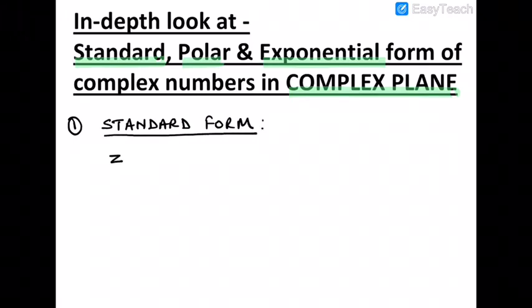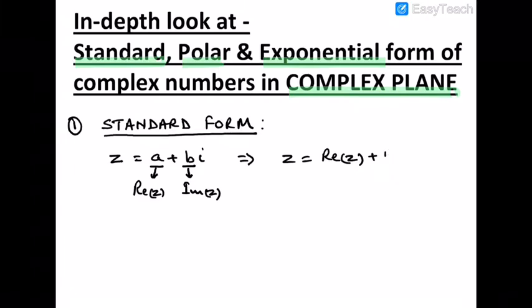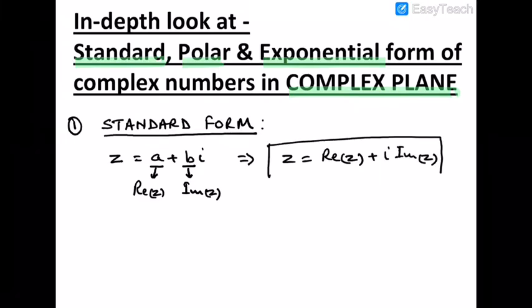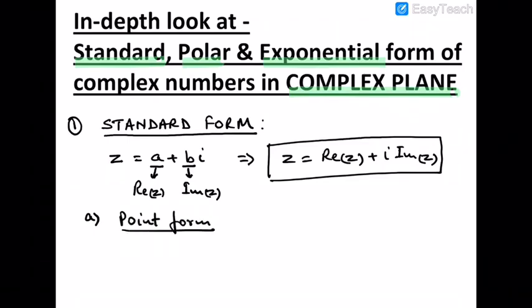So guys, let's go in depth and have a look at standard, polar and exponential form of complex numbers in complex plane. So let's first take the standard form, and we know in standard form z is equal to a plus bi, where a is the real part of z, that is Re z, and b is the imaginary part of z, that is Im z. So z can be written as z is equal to Re z plus i Im z. And in standard form, a complex number can be represented in two forms.